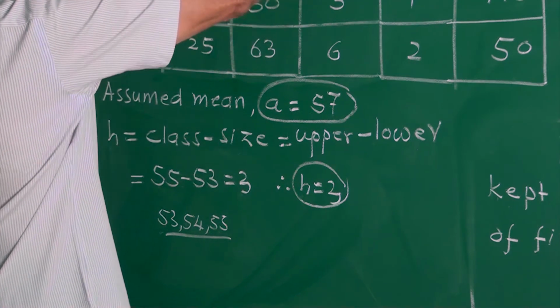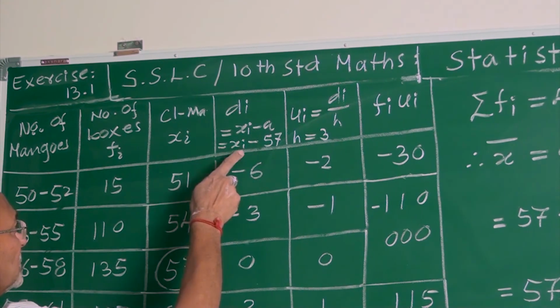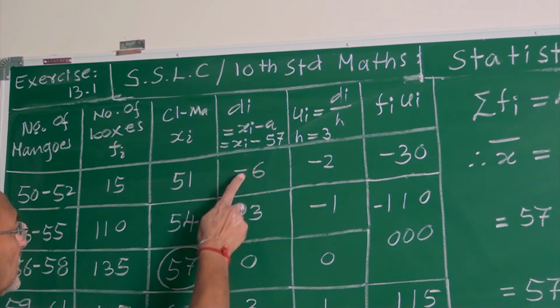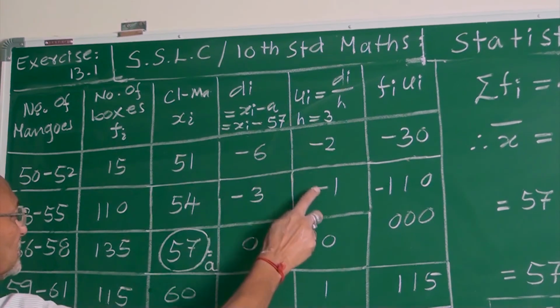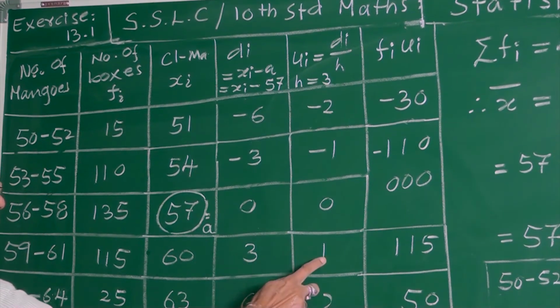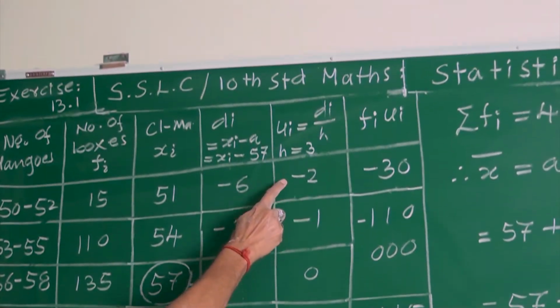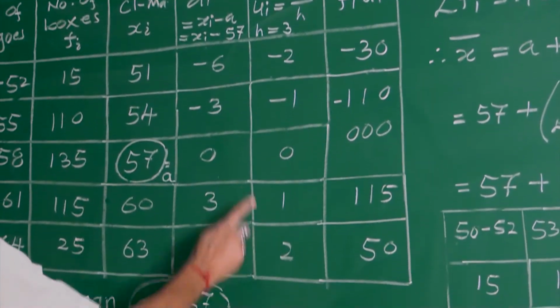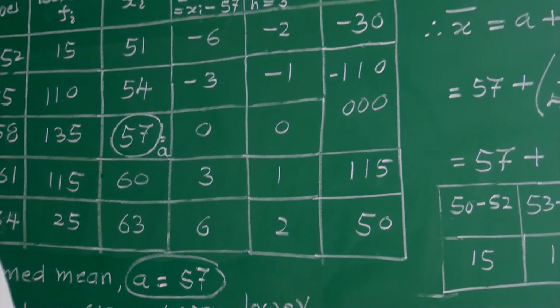So, ui equal to di upon h. This is di, h is 3. Minus 6 upon 3 is minus 2. Minus 3 upon 3 is minus 1. 0 upon 3 is 0. 3 upon 3 is 1. 6 upon 3 is 2. See, here 0. These two are negative, these two are positive, but they are equal in number and opposite in sign. Then you have to go for the next column.